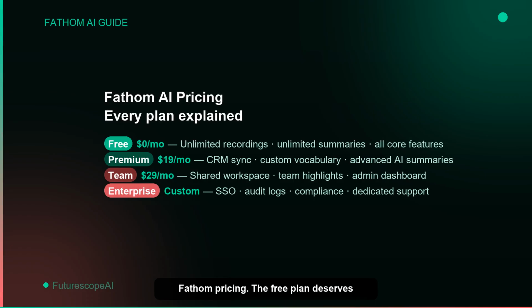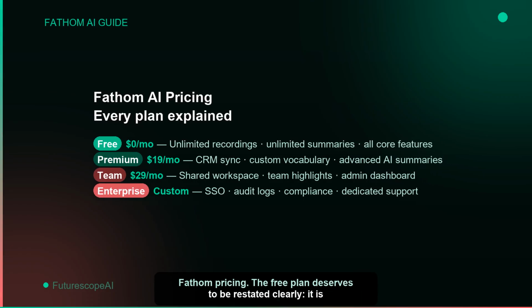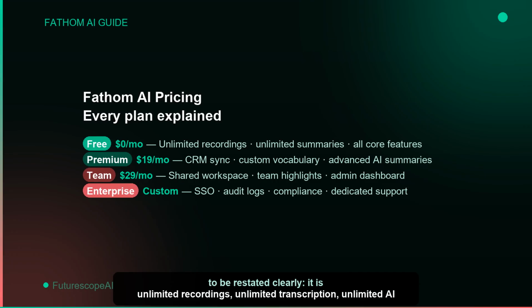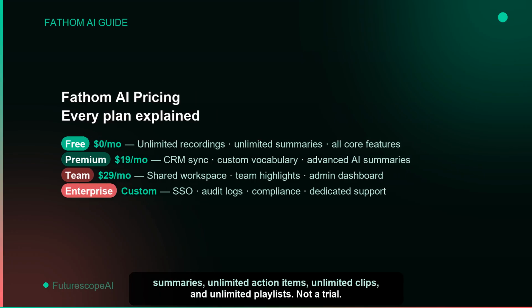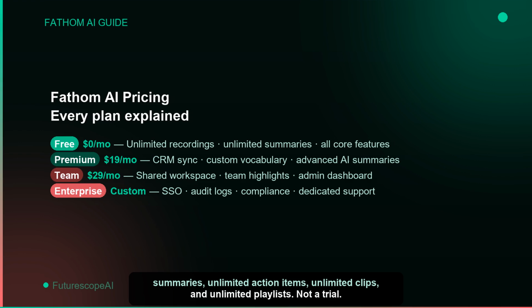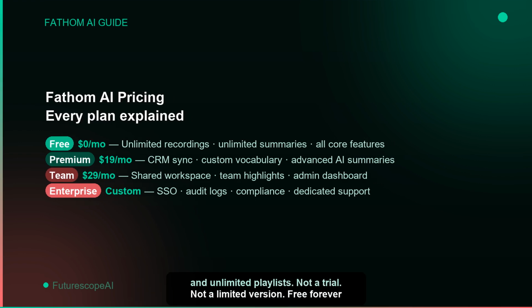Fathom pricing. The free plan deserves to be restated clearly. It is unlimited recordings, unlimited transcription, unlimited AI summaries, unlimited action items, unlimited clips, and unlimited playlists. Not a trial. Not a limited version. Free forever with no credit card. This is genuinely the most generous free plan in the meeting AI space.